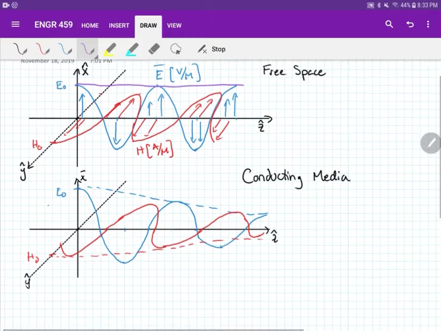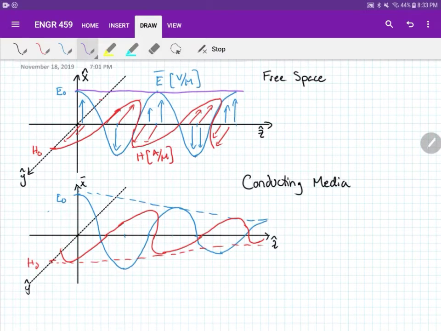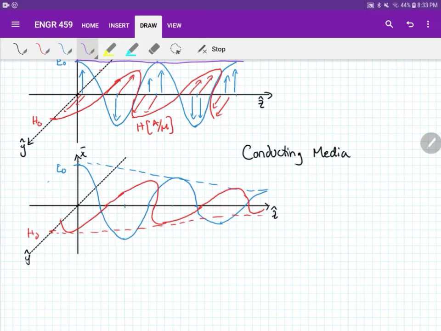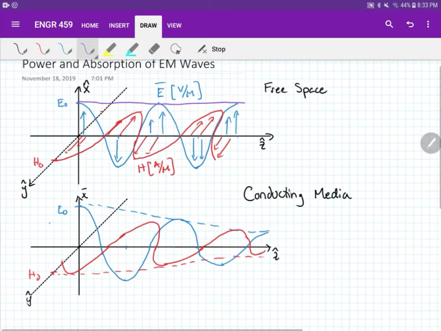Whereas in a conducting media, shown in the graph below, we can see that there is attenuation in the electric wave, and there's attenuation in the magnetic wave as well as they move through Z. And we will quantify this later in the video.